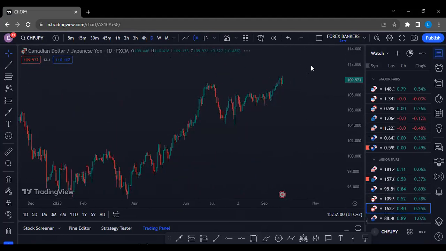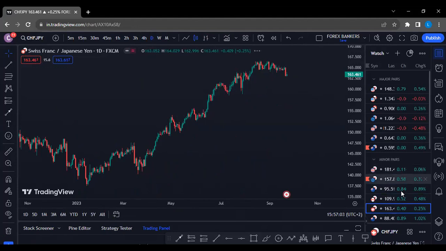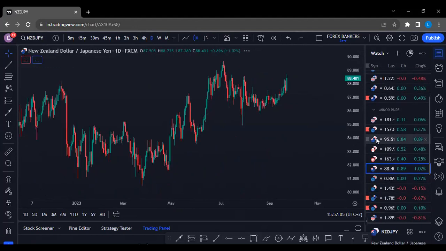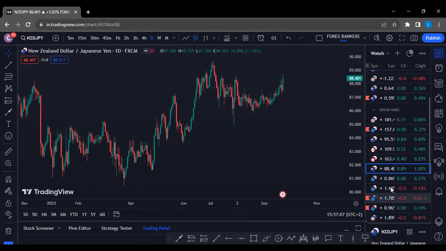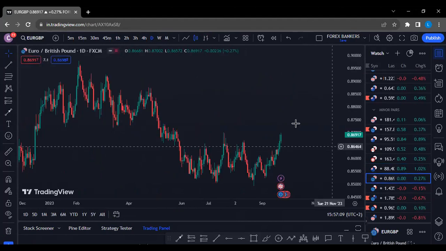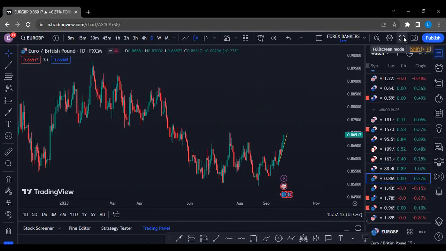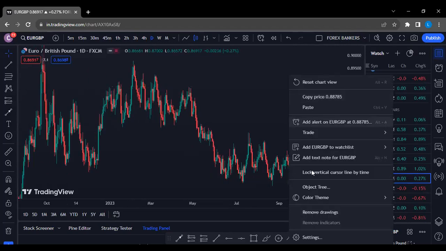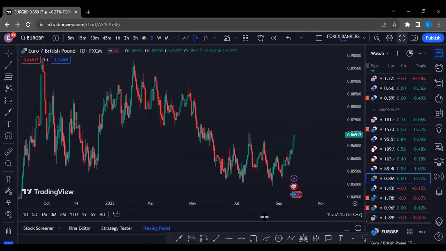So that's what I want you guys to do. Practice these market structures. Go on a daily time frame, see what market structure you have there. If you're in an uptrend, you know that you have to wait for the market to do certain things for you before you can actually start looking for those buys.